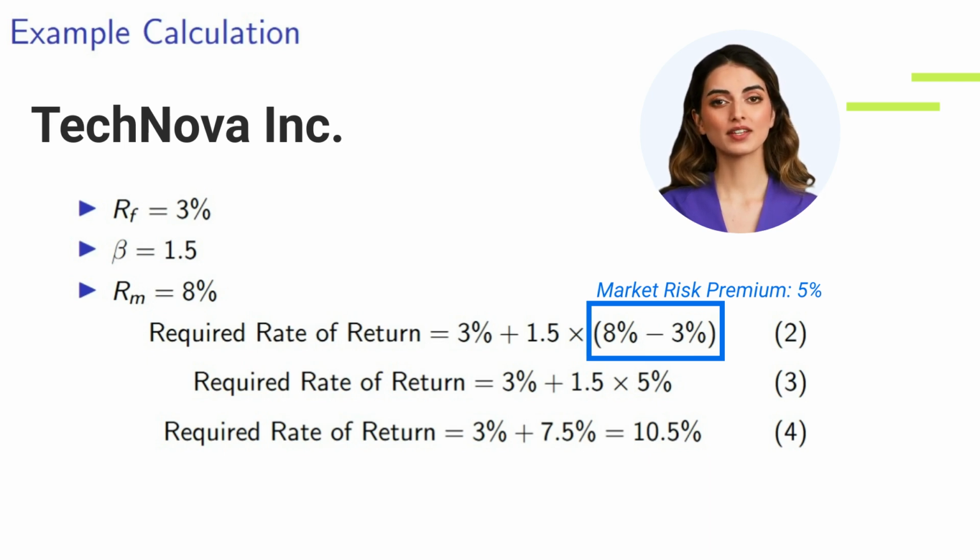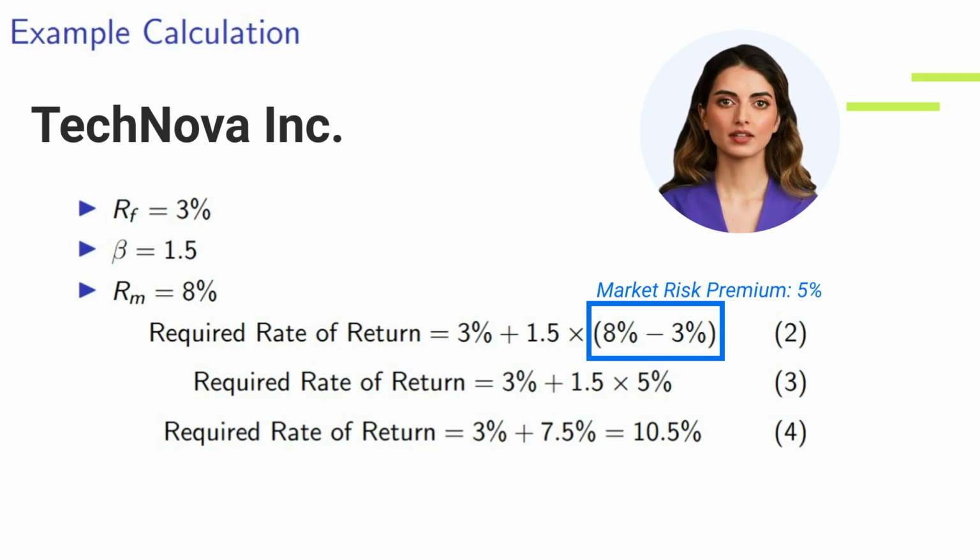Since the systematic risk of Teknova Inc. is roughly 1.5 times the risk of the market, investors require 1.5 times the premium they usually require to invest in the market. That is 1.5 times 5%, which equals 7.5%. Finally, keep in mind that this 7.5% is what investors require on top of the risk-free rate. So the actual total rate of return required by investors is 7.5% plus 3%, which equals 10.5%.